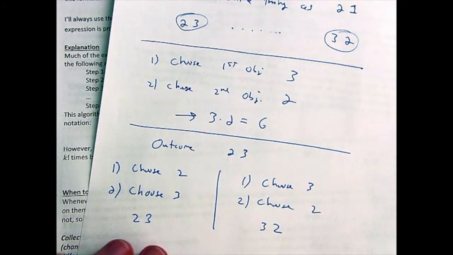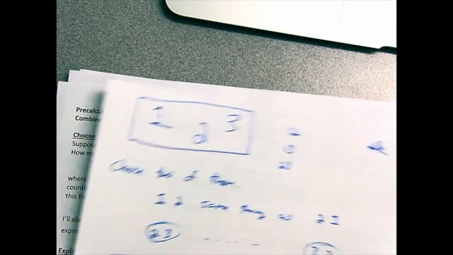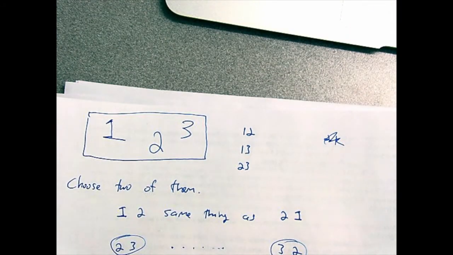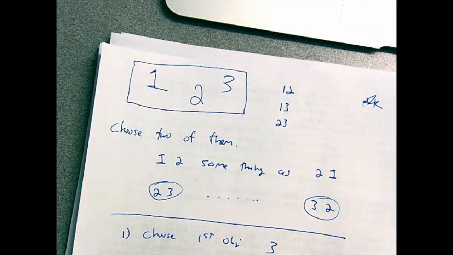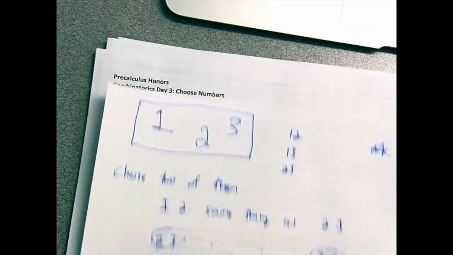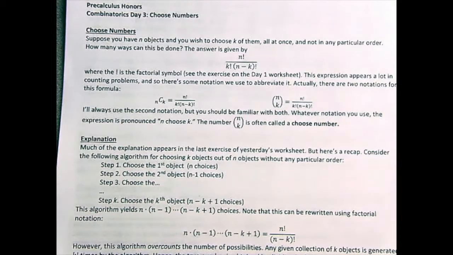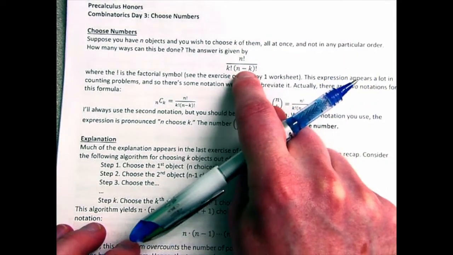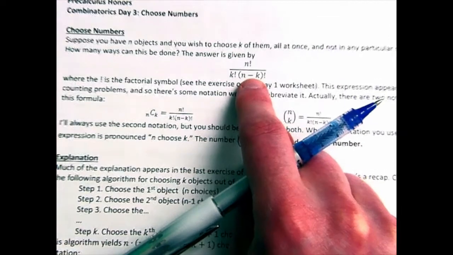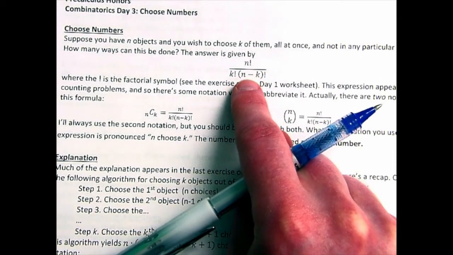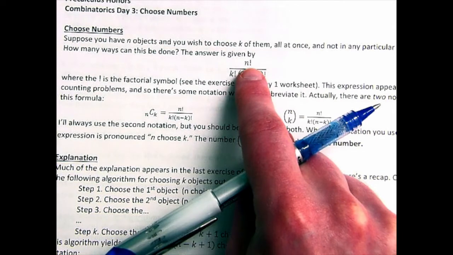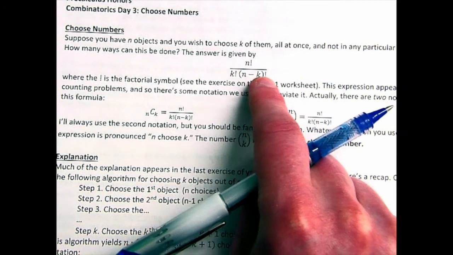Now, that was a cute, small example with a few numbers, but we really have to think about how to do this in general. And the real answer is the following. First of all, let me give you the answer, okay? And this is really what you need to know. The number of ways of choosing k objects from n objects is given by this formula right here. It's n factorial over k factorial times n minus k factorial.